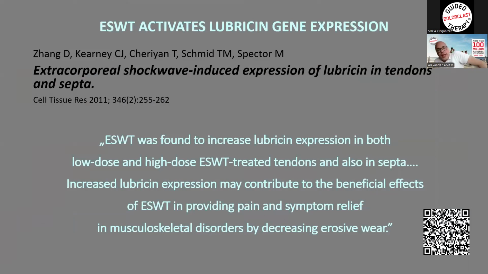To get more indications and to prove why my indications are working and why these indications can be used very effectively in your clinic: shockwave therapy activates the lubricin genetic expression. Lubricin can be found around each tendon, every tendon in our tissue, which is important for tendon gliding. So by increasing the activation and genetic expression of lubricin, we can increase tendon gliding in the tissue.